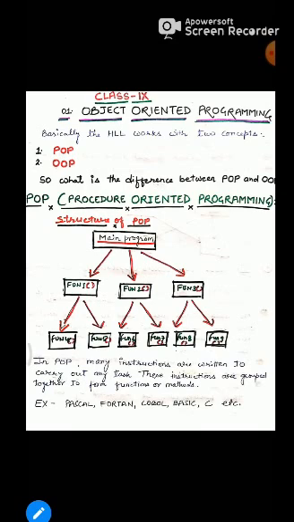The first one is programming. What is programming? Programming is the process of writing programs. Whenever many programs are collected together, that is known as a computer application. So programming is a way by which we design or create computer applications.